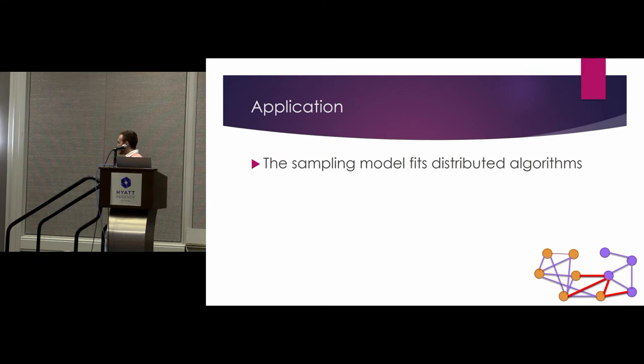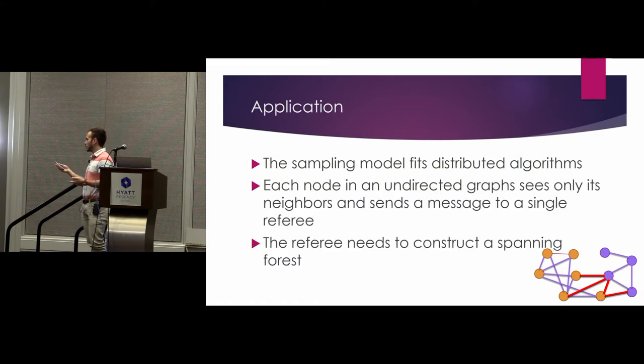And as an application for this, we note that this model actually works very well in the context of distributed computing. Why is that? So basically, we sample some fixed amount of neighbors for every node, which is something that works well with distributed algorithms. So one problem that we applied it to in the paper is the following. This is called connectivity with one-way communication.